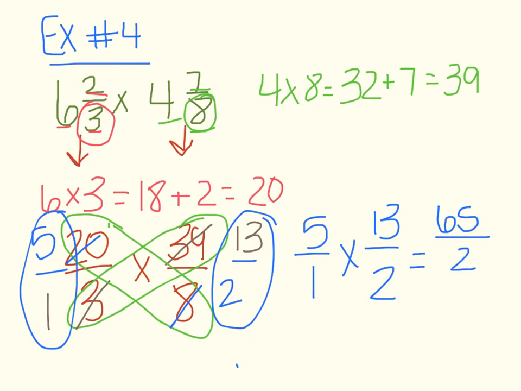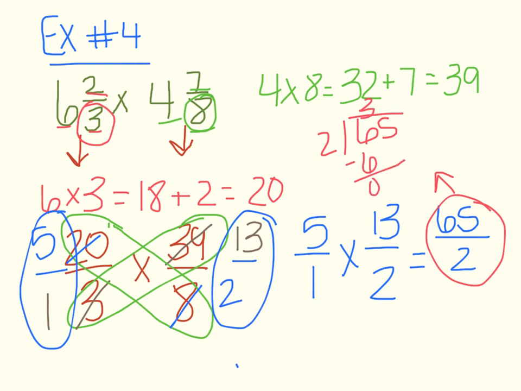Last step is to change that back to a mixed number by dividing. So 65 divided by 2. 2 goes into 6 3 times. Bring down the 5. 2 goes into 5 2 times. So my mixed number becomes 32 and 1/2.